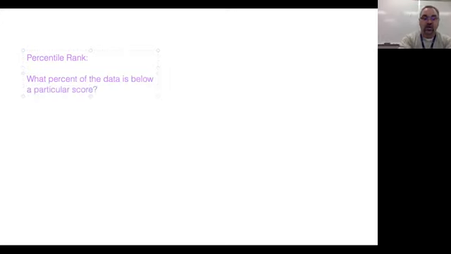I think you guys have probably seen some percentile rankings before. When you do a standardized test, a lot of times you get your percentile rank. When we talk about percentile rank, basically we're saying, what percentage of the data points are less than your number? What percentage of the data is below a particular score? So when you say you're in the 50th percentile, that means you did better than 50% of the folks. 80th percentile, you did better than 80% of the folks.